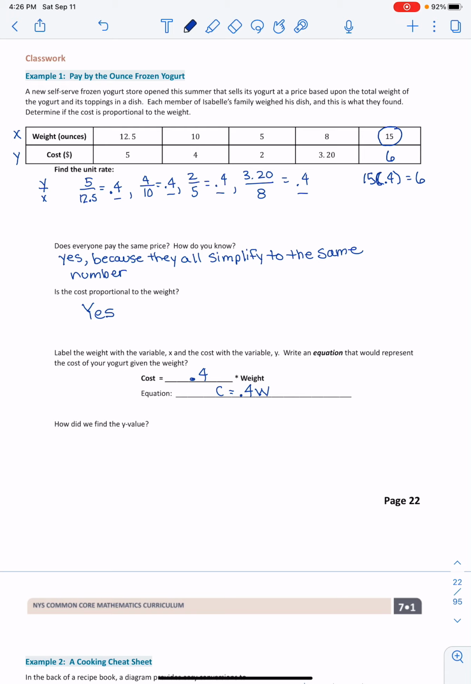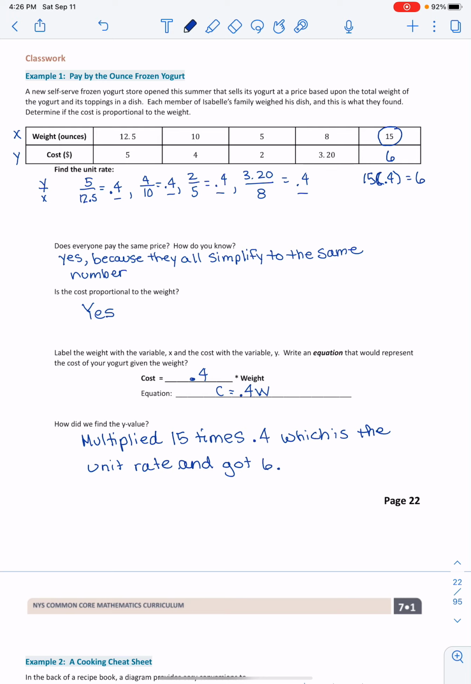Sorry, guys. So what I did was I multiplied 15 times 0.4, which is the unit rate, and got 6.